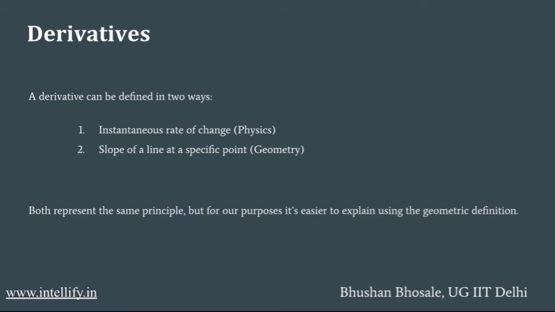A derivative can be defined in two ways. One is a physical form and other is a geometrical form. Let's first see what is a physical form. The instantaneous rate of change is the physical form, and the slope of line at any specific point is the geometrical form. Both represent the same principle, but for our purposes, it's easier to explain using geometric definition.